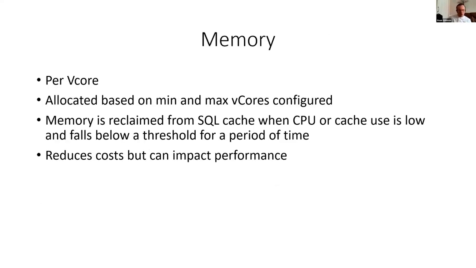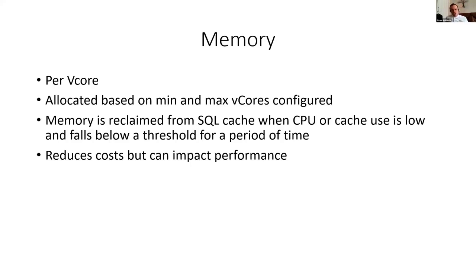So I've talked about vCores a lot, but I haven't really talked about memory. So let's talk about that here. Memory is allocated on a per vCore basis, so the ratio is about 3 gig of memory per vCore. If you set a minimum of 3 vCores, you're essentially getting 9 gig of memory, and a maximum of 6 vCores, you're getting 18 gig of memory. Then the auto-scaling will take over and manage those resources in the background, as I've previously described.